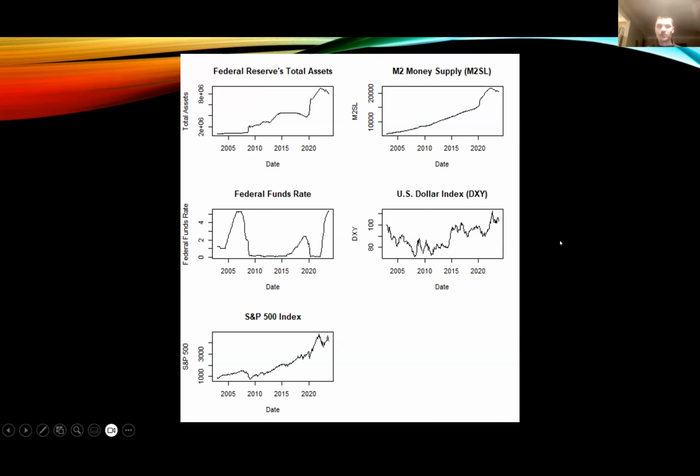The first thing I did was to plot from my data each variable versus time. And some similarities with the S&P 500 index: the Federal Reserve's total assets and the M2 money supply share some similar shapes, especially with the final peak and the slow gradual increase. The federal funds rate and also the US dollar index seem to be affected by other factors, but we'll see how they contribute later on.